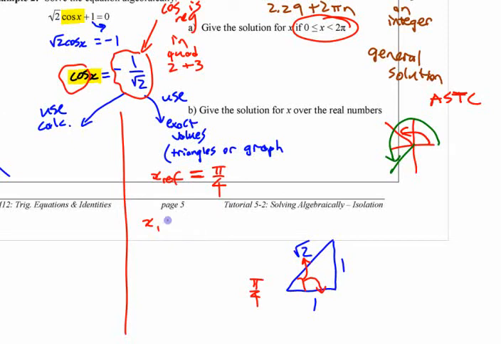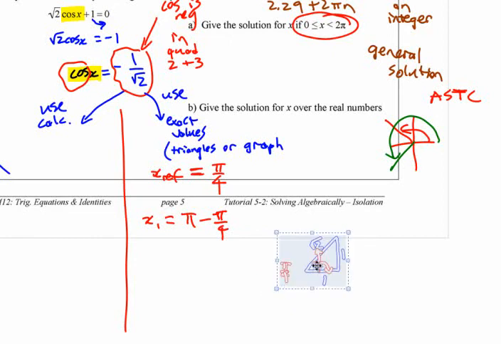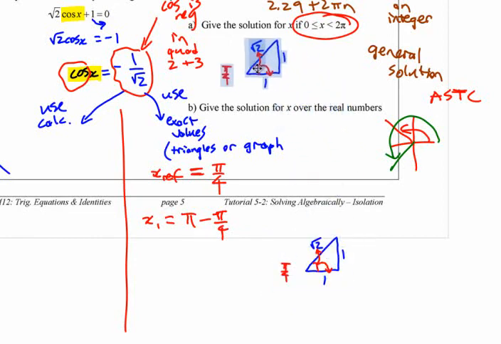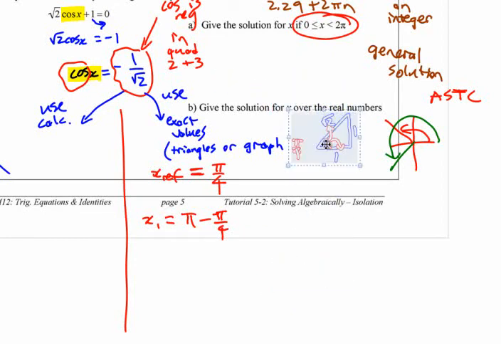The two angles then are going to be, the first one is going to be pi minus pi over 4. And the second one is going to be, what? Pi plus pi over 4. I'm making a mess of this sheet now that you asked me to fill it out. The second angle is going to be pi plus pi over 4.